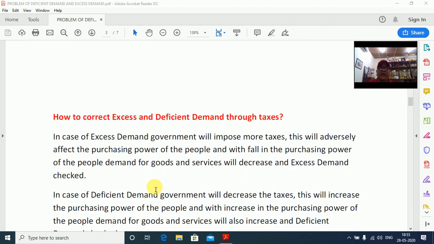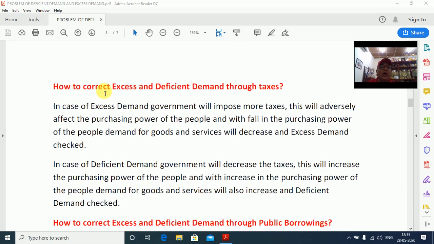Here it is. First, we are going to study how to correct excess and deficient demand through taxes. Just before, I said, if you have to correct the excess demand, what you have to do? You have to reduce the aggregate demand. So in case of excess demand, what is the government going to do? Government will impose more taxes.